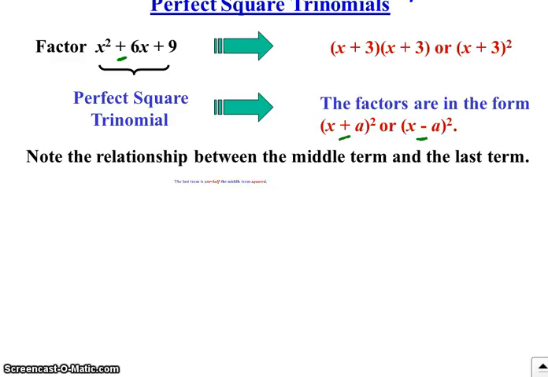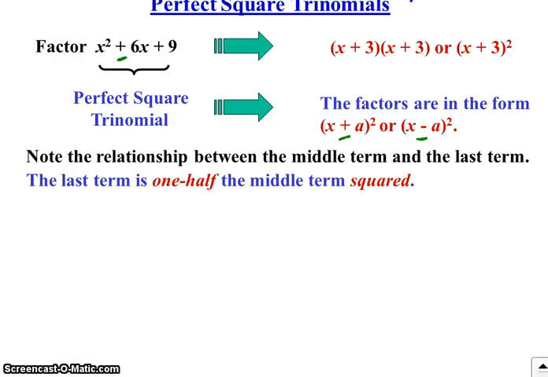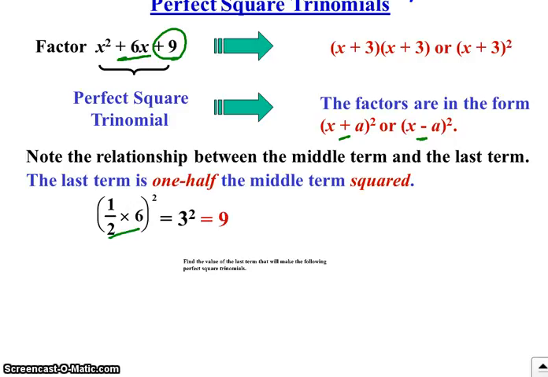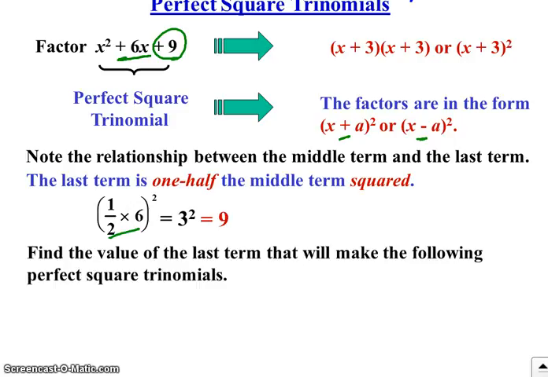All right, let's have a look at that. The last term is half the middle term squared. So our middle term is positive 6x. You take half of that and you square it, and we get this positive 9. All right. Keeping that idea in mind, let's find a value for the last term that will make the following perfect square trinomials.